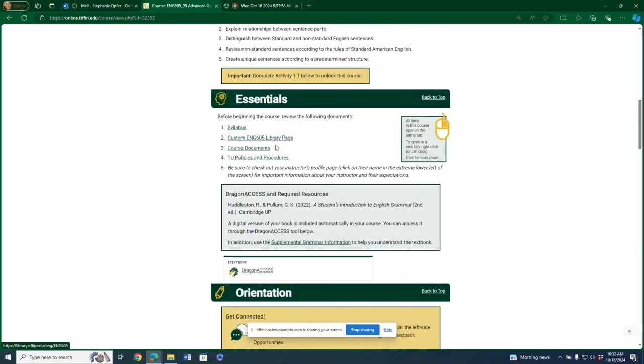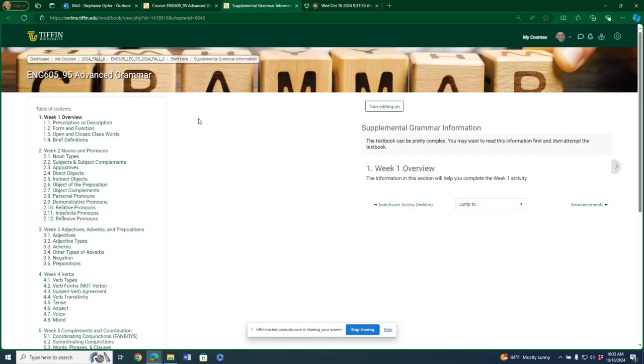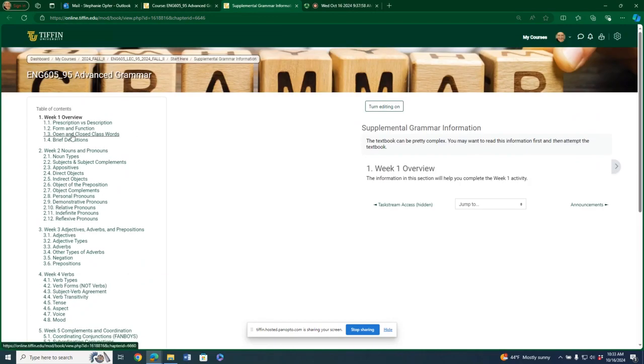Here's the syllabus, the library page, the course documents, the policies, and so on. Most importantly, here is a link to your textbook. In Dragon Access, you click on that, you'll get your textbooks, A Student's Introduction to English Grammar. It can be a little bit dense, so do your best to wade through it. But what I've done is I've also given you some supplemental grammar information to help you understand it. If you click on this link, it will open up to a new page where each week for weeks 1 through 6, you'll see different sections, and these will explain more about what's in the book. It's the same information, just a little bit simpler, and I'll get to week 1 here in a second.